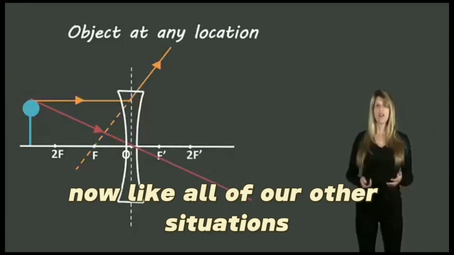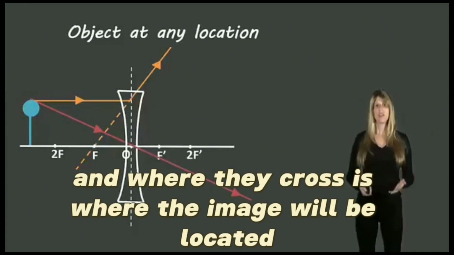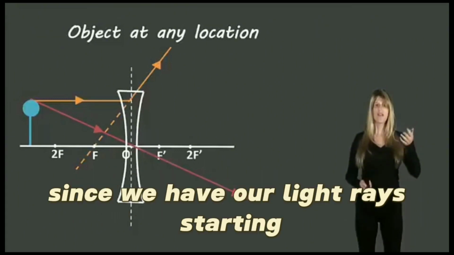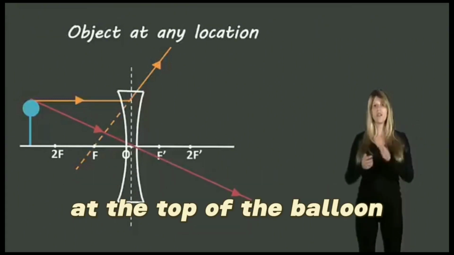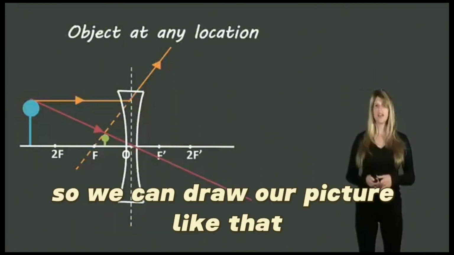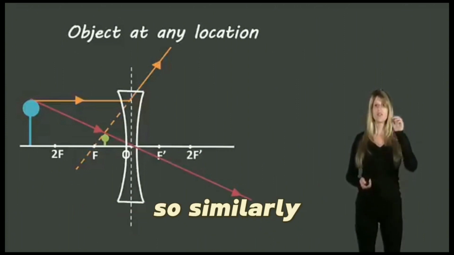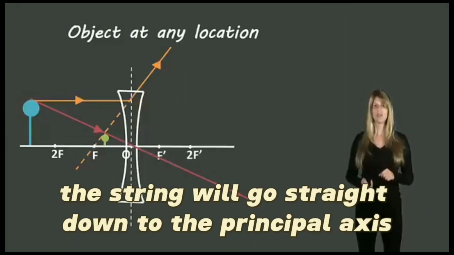Now, like all of our other situations, we look at where the light rays cross, and where they cross is where the image will be located. Since we have our light rays starting at the top of the balloon, where they cross will be the top of the balloon of the image, so we can draw our picture like that. Now in the object, the string of the balloon goes straight down to the principal axis, so similarly in our image, the string will go straight down to the principal axis.